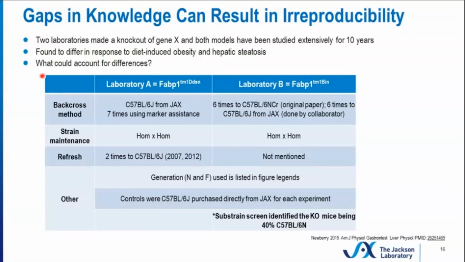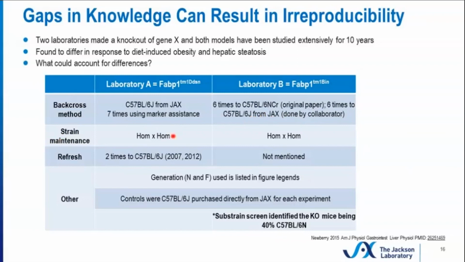Now, what was not known is what was accounting for those differences. But when the results were out, like lab A and lab B, with the mutation in the FATP1 gene, if you follow what was reported, probably you'll get a cue as to where this would have happened. The backcross method for lab A was explained: C57 black 6J from JAX was taken 7 times using marker assistance. So they were pretty good in explaining the backcross method. Lab B went a little further than what the original paper had said, and described how it was done by the collaborator, explicitly mentioning who did what.